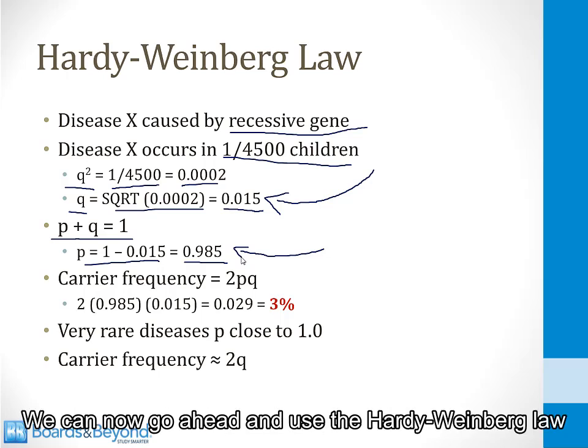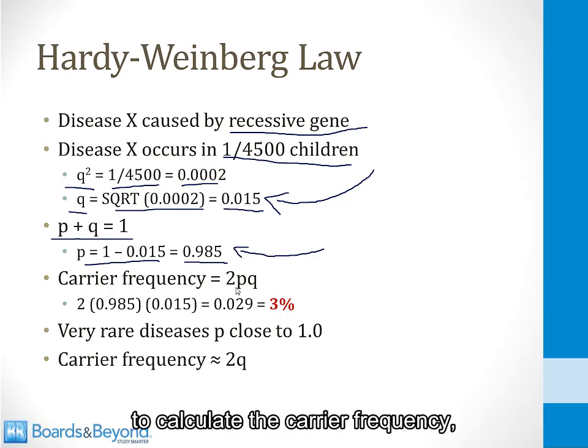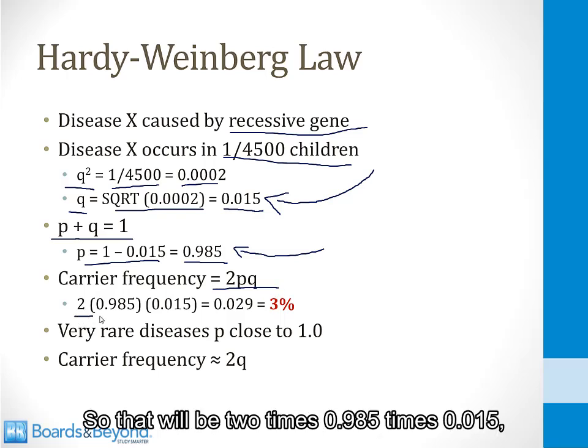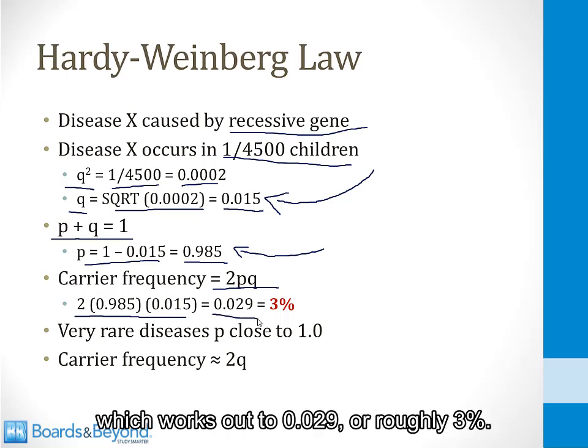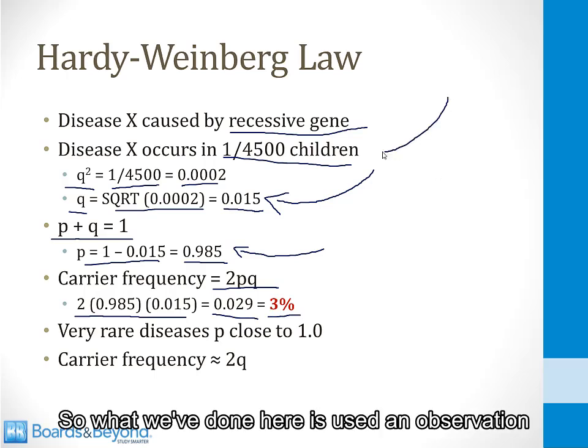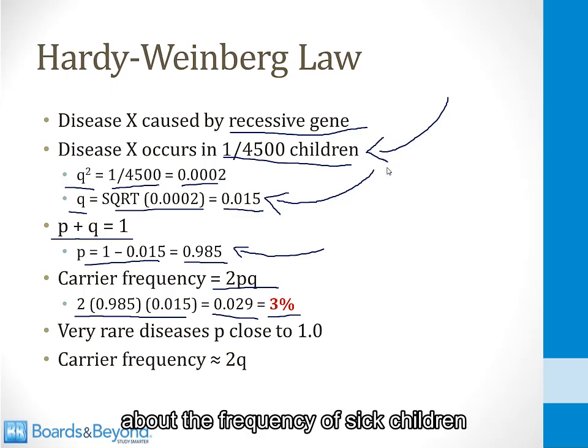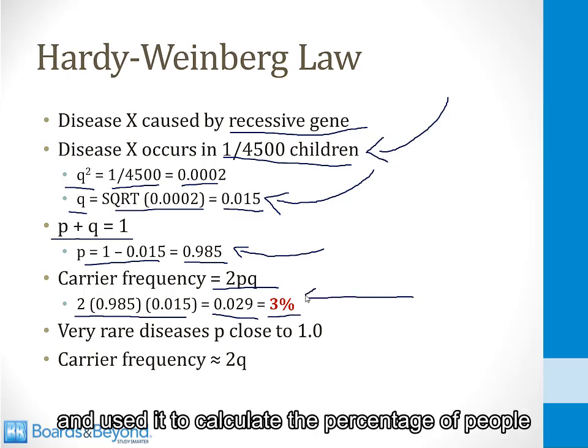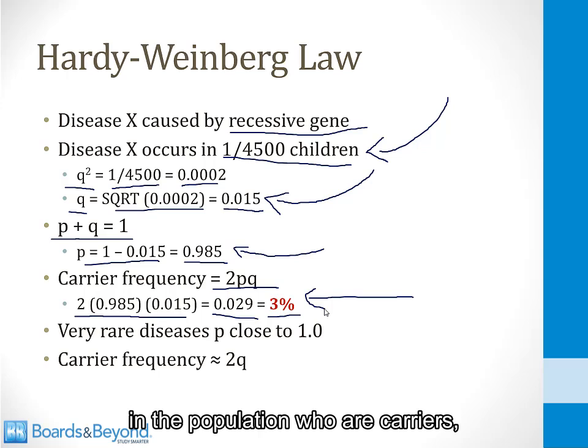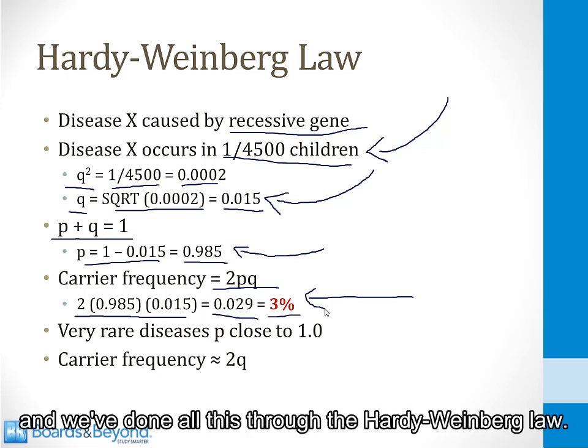We can now go ahead and use the Hardy-Weinberg Law to calculate the carrier frequency. That's equal to 2 times P times Q. So that will be 2 times 0.985 times 0.015, which works out to 0.029, or roughly 3%. So what we have done here is used an observation about the frequency of sick children and used it to calculate the percentage of people in the population who are carriers, and we've done all this through the Hardy-Weinberg Law.